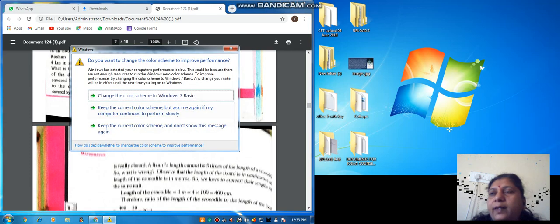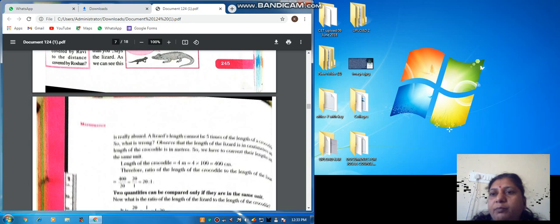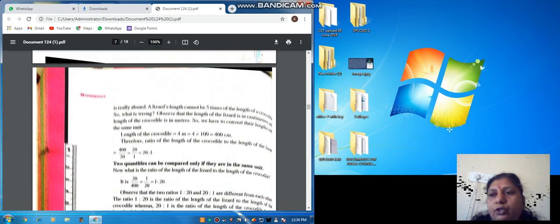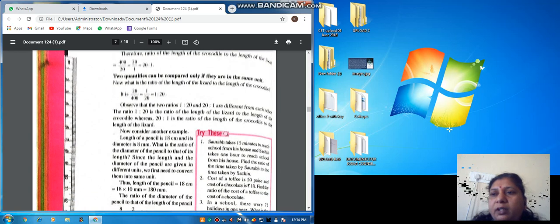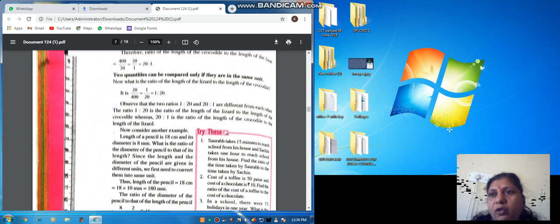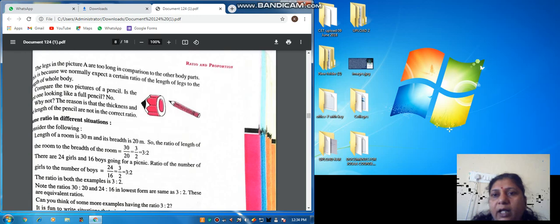Now one more important thing about the ratio: the two quantities should be in the same unit. Remember this thing, two quantities can be compared only if they are in the same unit. Many examples we have seen here. If they are not in the same unit, we have to convert them into the same unit. Okay.